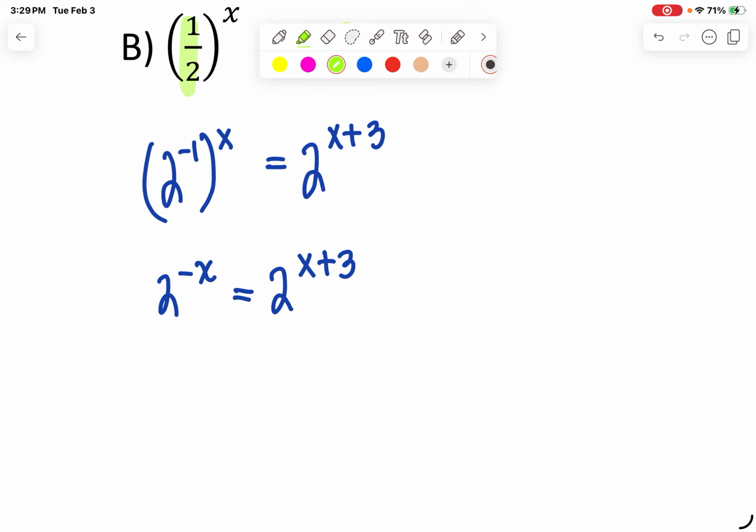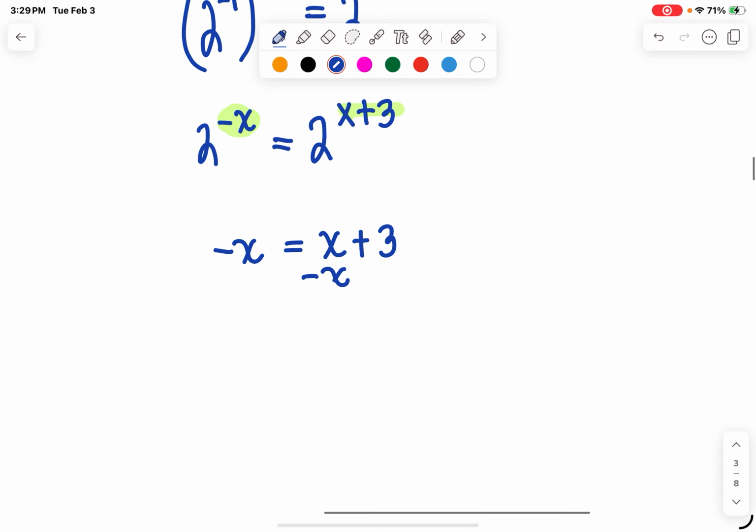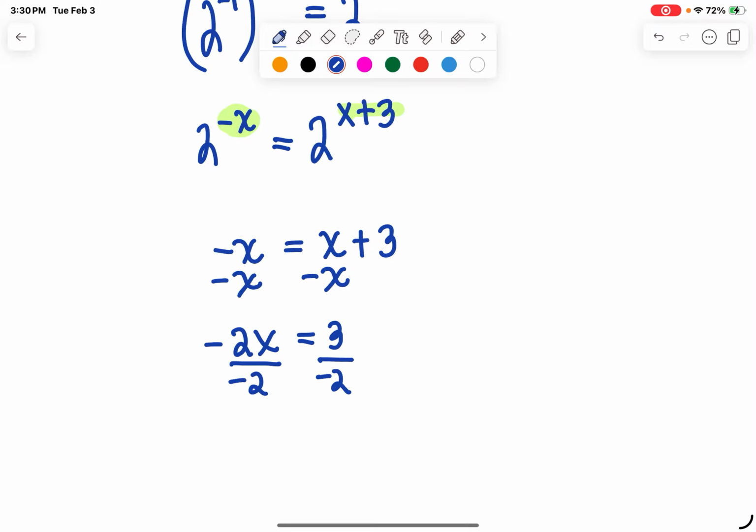And now, in order for this to be true, these have to be equal to each other. So we have negative x is equal to x plus 3. Subtract x from both sides. We have negative 2x is equal to 3, divide by negative 2. And we have x is equal to negative 3/2.